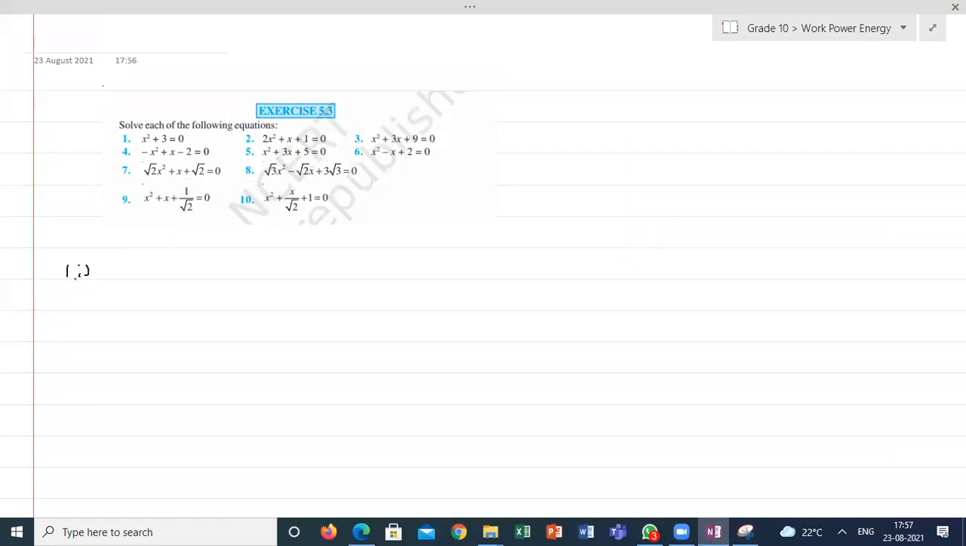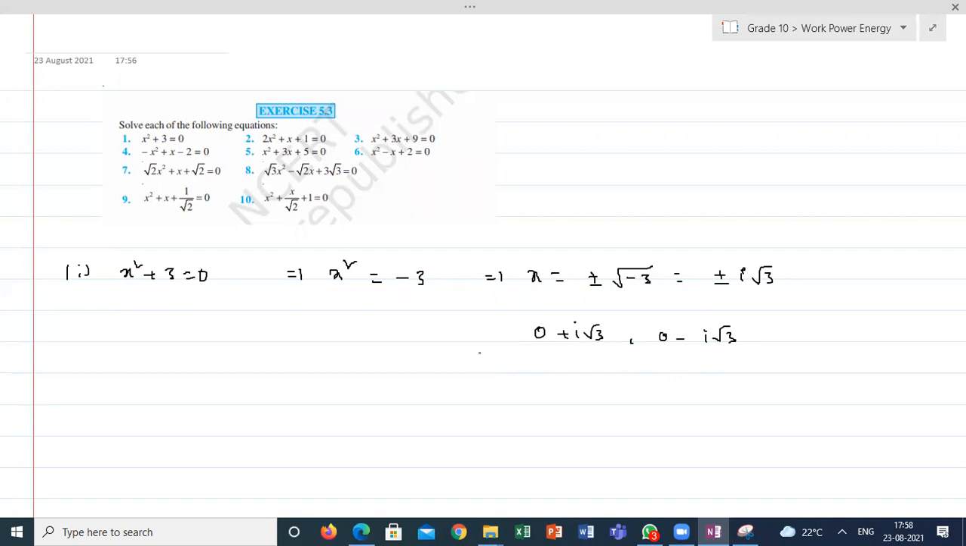So the first question, x square plus 3, which we already discussed, with x square plus 2. This will be x square is equal to -3. From here x is equal to plus or minus root of -3. This is plus or minus I root 3. So the roots are 0 plus I root 3, 0 minus I root 3. So complex roots.